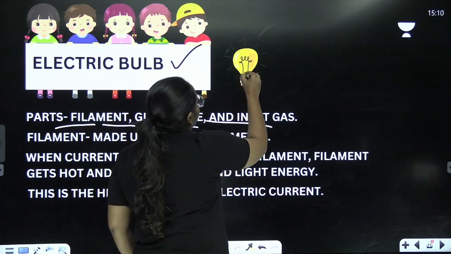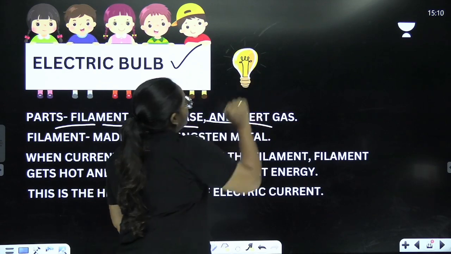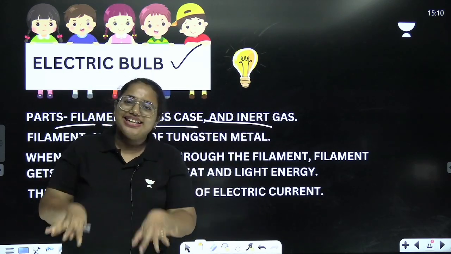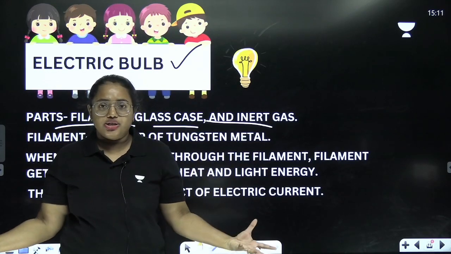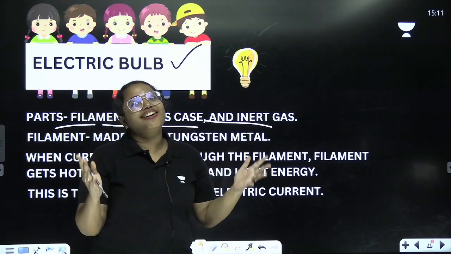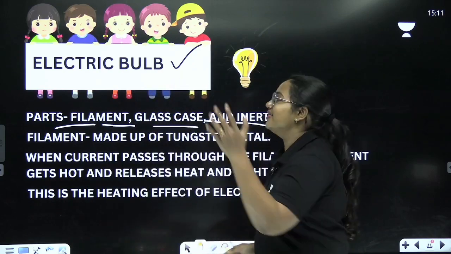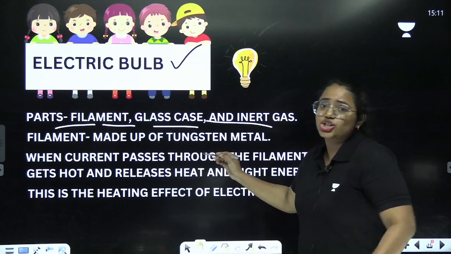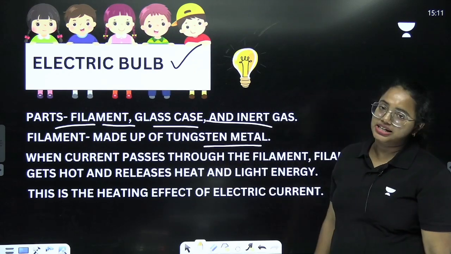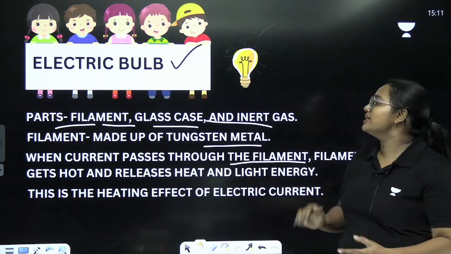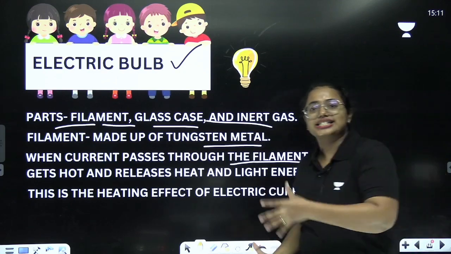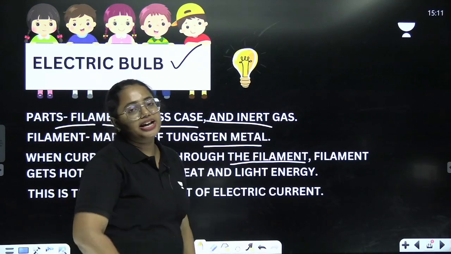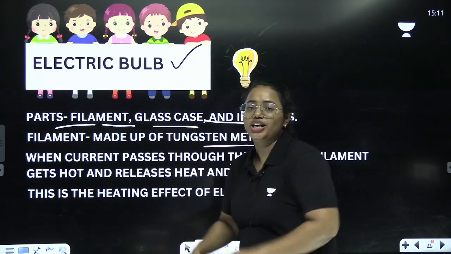Then you have a glass case, which is for the protection of the bulb itself. And inside that, to avoid other reactions, inert gas has been filled. That's about the parts of a bulb. The filament is made up of tungsten metal, and when current passes through, the filament gets hot, and at the same time it starts to release heat and light. This is a place where the heating effect of electric current has been used.